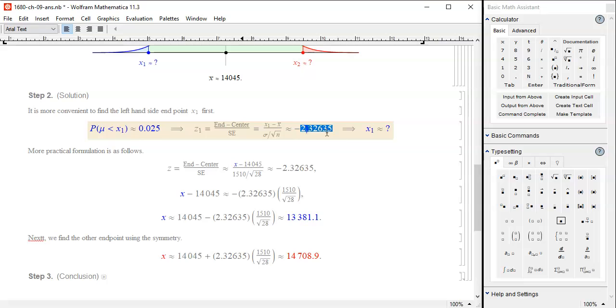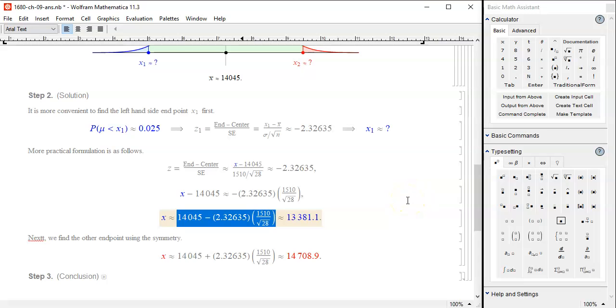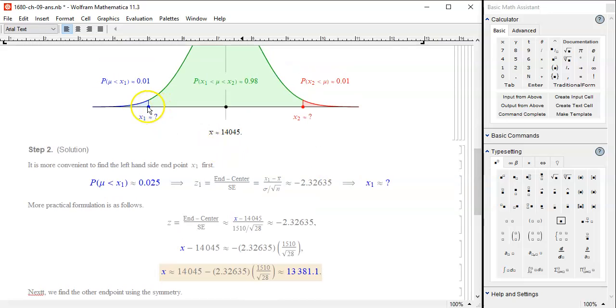As a matter of fact, I used technology and got the real correct value, negative 2.32635. So it's even better than negative 2.325. Anyway, that's your z-score. So you get (x minus center) over SE is equal to the z-score. Flip the standard error denominator to the other side, and then you get this expression. Flip the center to the other side as well, then we have a little computation here: 14,045 minus z-score times SE, and you get this value, 13,381, and that's the left-hand side endpoint.